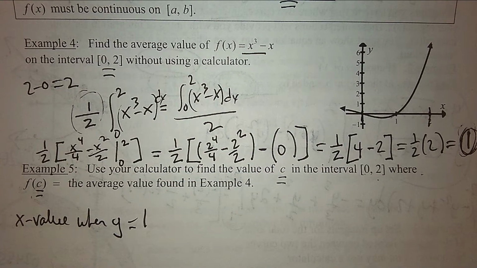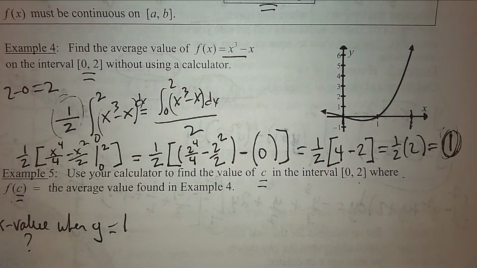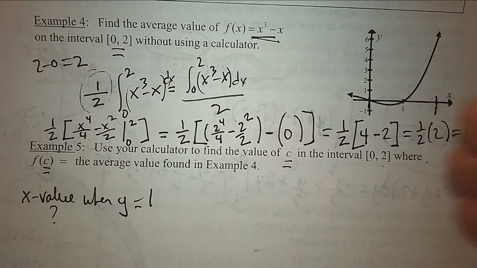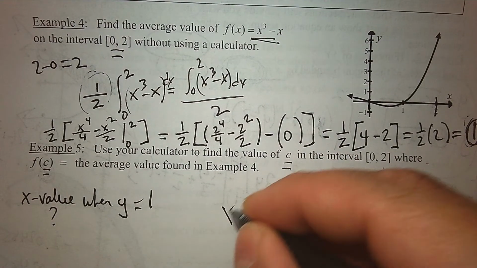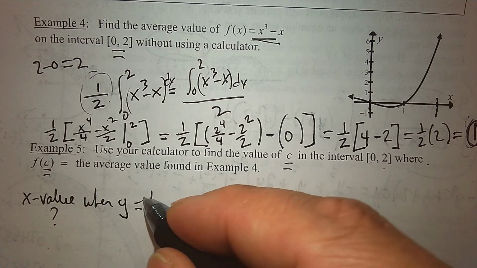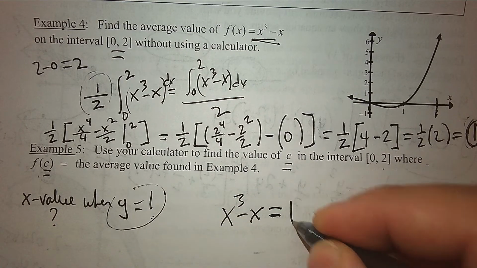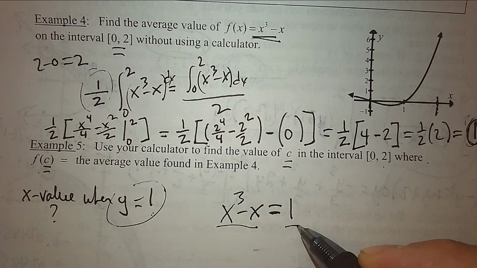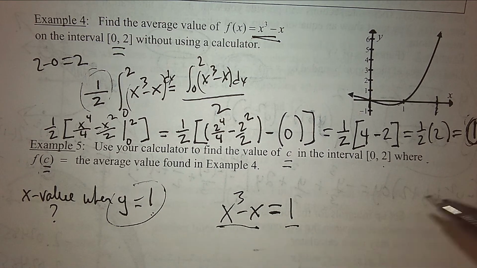So how do I find the x value when y is 1? So at what point do you find that average value? So what does y equal again? Up here, x cubed minus x. And we want to know when that is equal to what number? 1. So y equals 1. Or y is x cubed minus x equal 1.